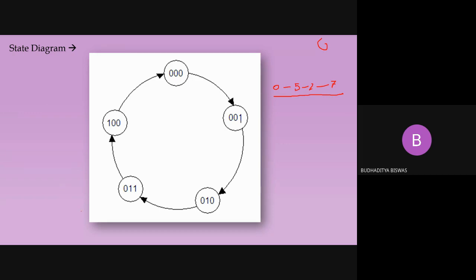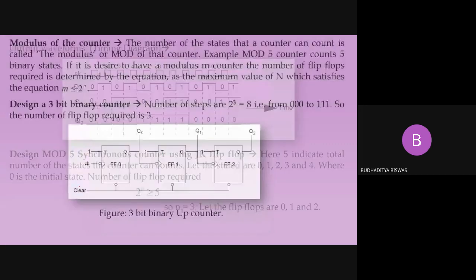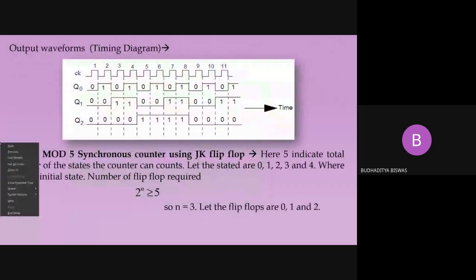So that's why the synchronous counter design technology is more important compared to the asynchronous counter technology. So today we learned this. Now the question is: design a mod 5 synchronous counter using the JK flip-flop. First of all, in case of asynchronous counter design, we have to use the T flip-flop. No other options are there, and the T flip-flop should be connected in the toggle mode.